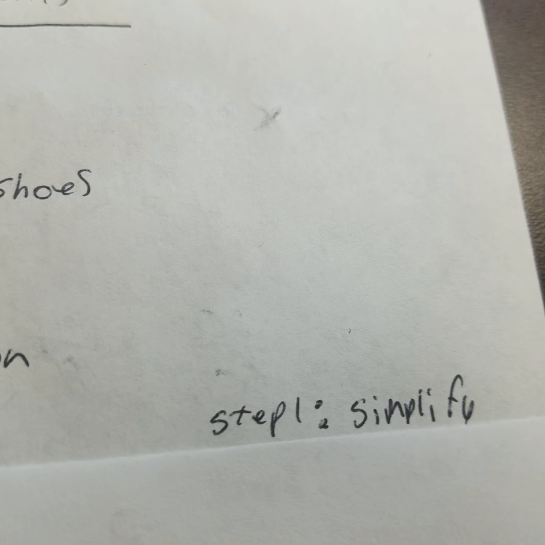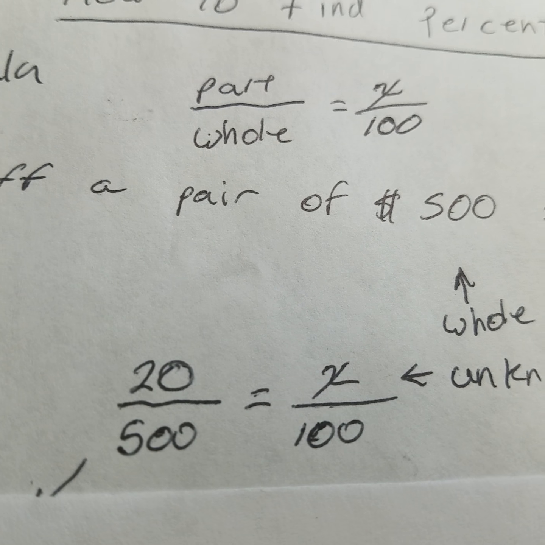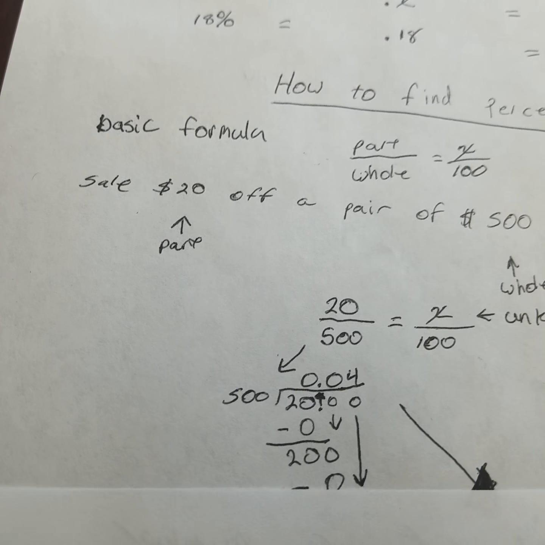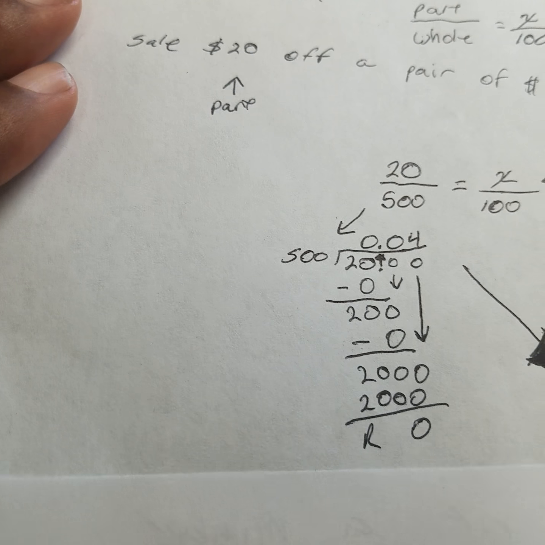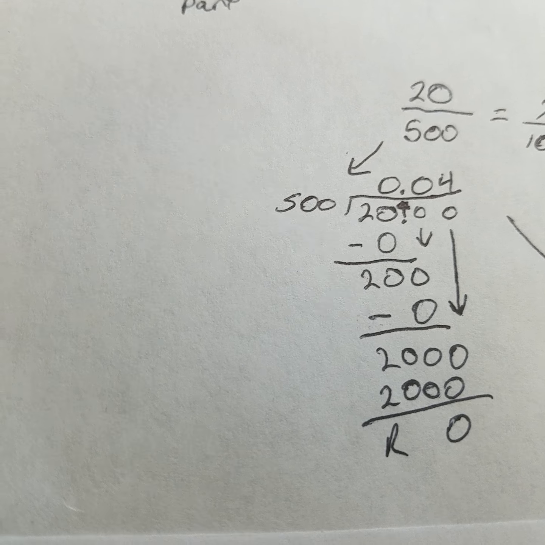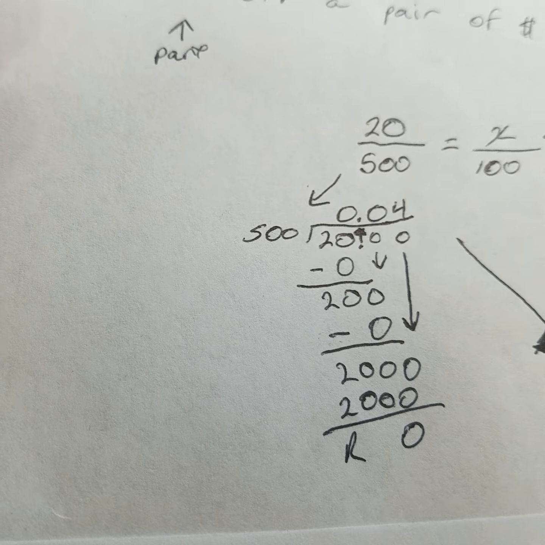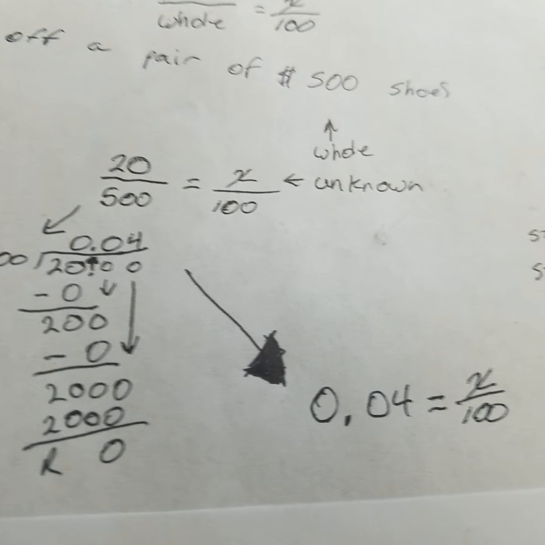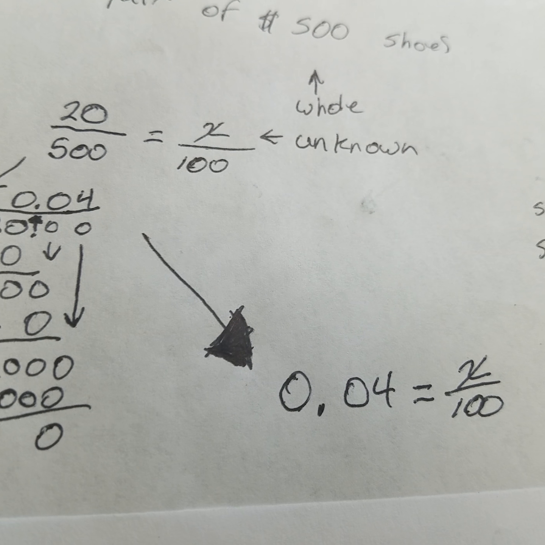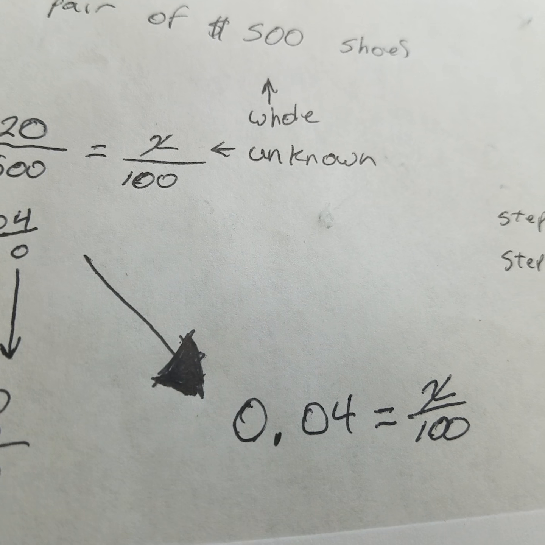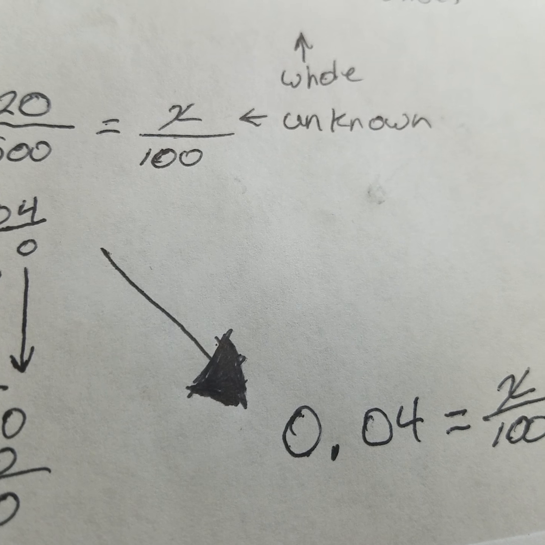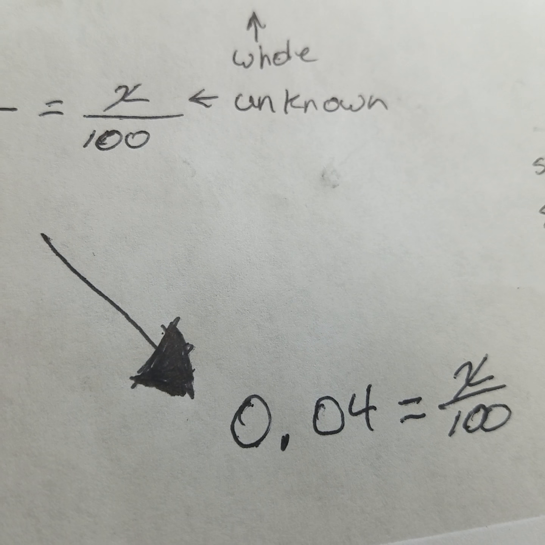So our first step is to simplify. We can simplify the 20 over 500. We can just divide that out. I did it the grade school way here to kind of show you how it is. If you did it the grade school way, use your calculator. You don't have to do it this way. So we can simplify that, and we get 0.04 equals X over 100. The 20 over 500 simplifies to 0.04 equals X over 100.